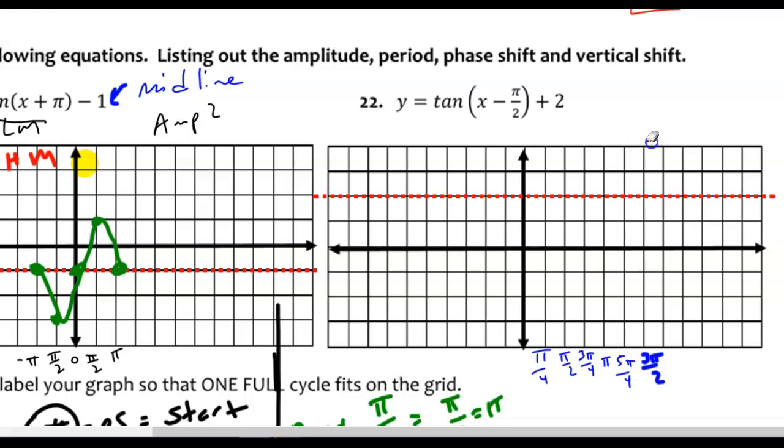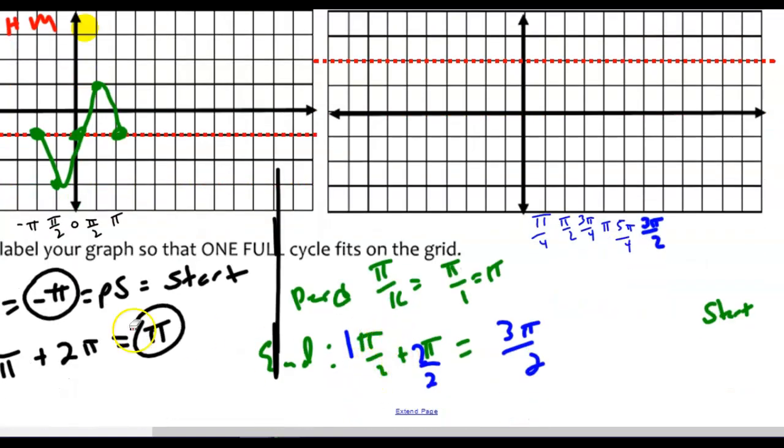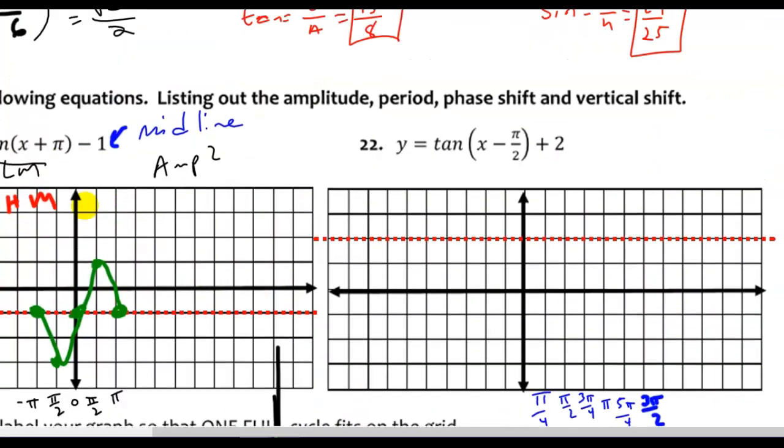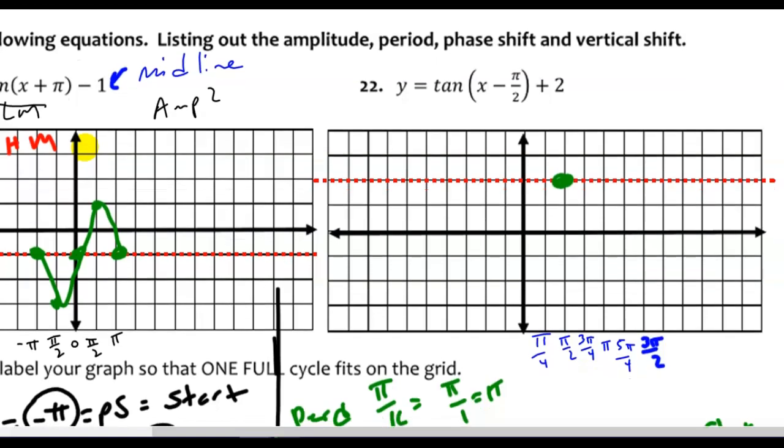So midline. Now, for the first x value, guys, we said it starts at pi over 2, right? Remember, that was the phase shift, pi over 2. So we're going to put a point on the midline at pi over 2. So at pi over 2, tangent and cotangent, it goes on the midline where it starts. Now, if you think about it, where does it end? Or your next 2 points.